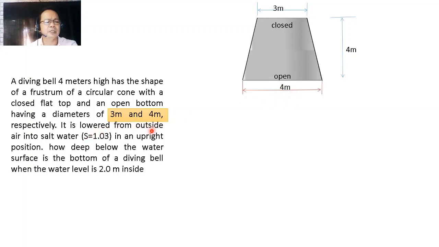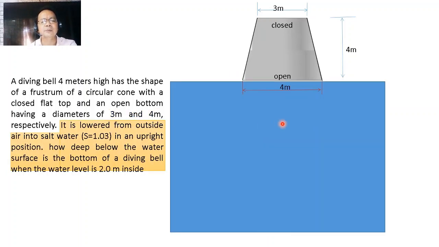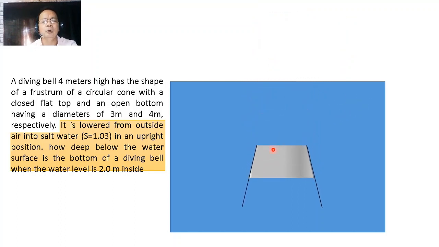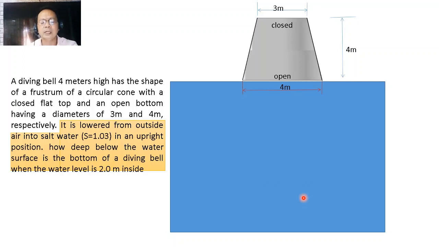It is lowered from the outside air, meaning to say, initially this is exposed to atmospheric pressure, and lowered into salt water. Let us imagine that there is our salt water whose specific gravity is 1.03, lowered until such time that the liquid surface is 2 meters inside the frustum. Let us try to show the animation, and slowly look at what will happen inside the frustum as it is lowered.